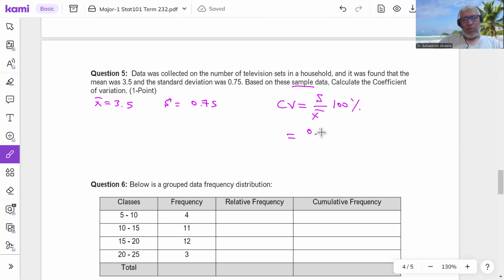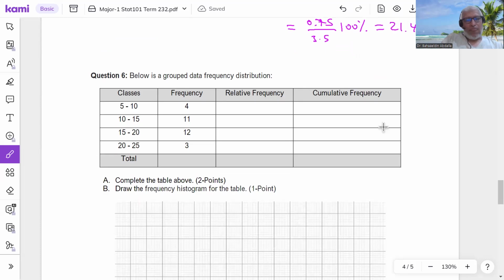So S is 0.75 over 3.5 times 100%. Put it in the calculator and you will find that the answer is 21.4%. So the coefficient of variation of this data is 21.4.